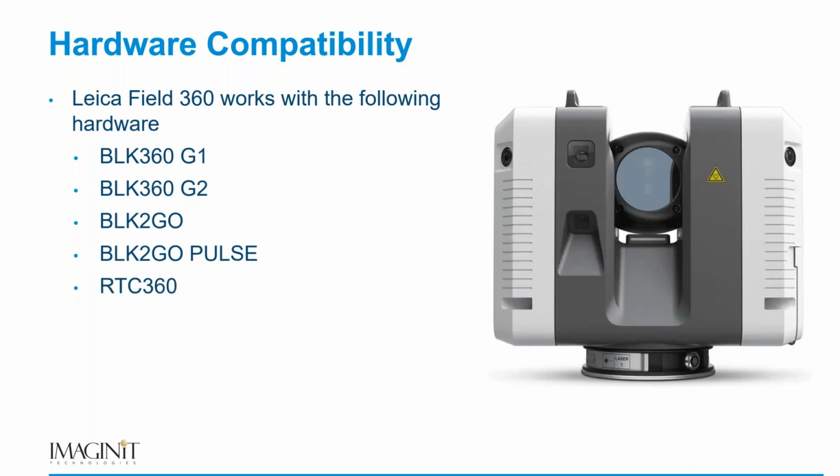And then there's, of course, the ever popular RTC 360. You know, this thing's just a workhorse. It collects data very fast. As you can see, it's a more beefy scanner and collects data at a much tighter density than we might get with the rest of the scanners that you see above it.